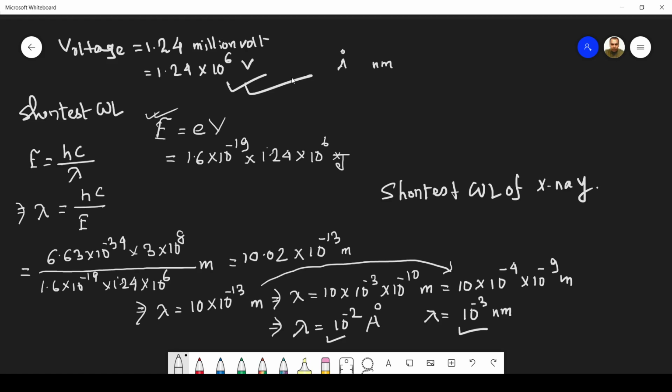So let us revise this question again. The expression for energy is hc over lambda, so lambda is hc over E. Substitute the h and c values. The energy value you can get from here: energy is electronic charge multiplied by the applied voltage. Substitute here, do the calculations, and then we will get these expressions for wavelength.